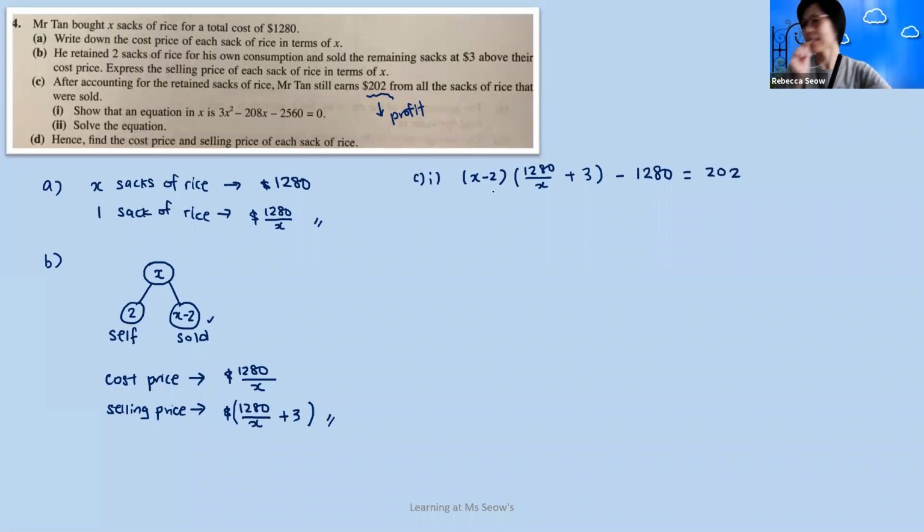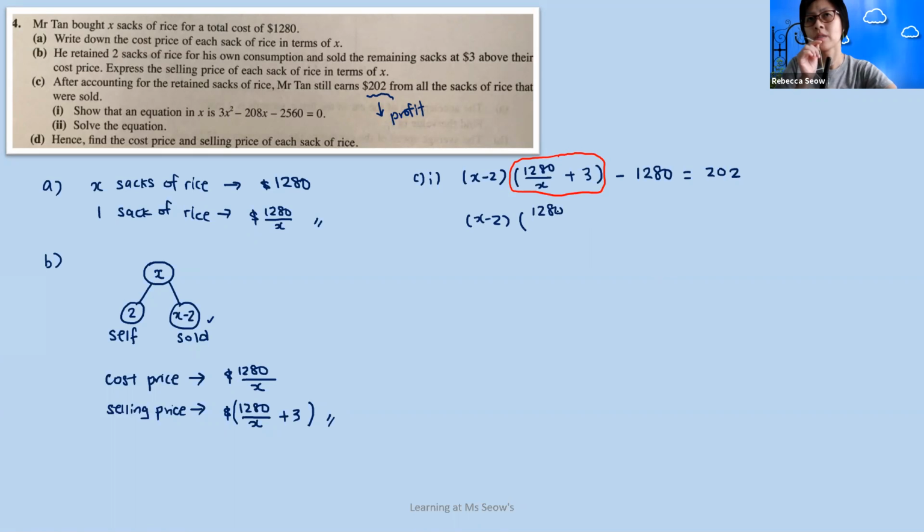How do we expand this out? Now what we could do is, if you were to look at the second part over here of the expression, perhaps we can combine them into a single fraction. So that's what I'm going to do next. I'm going to leave my x minus 2 as it is, and the terms in the second bracket, I'm going to combine them.